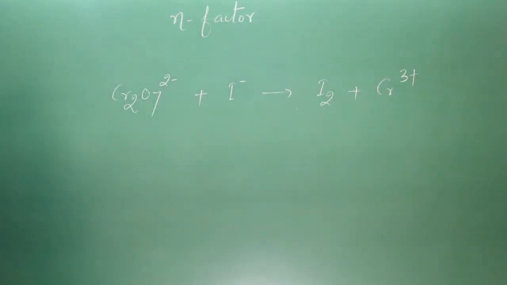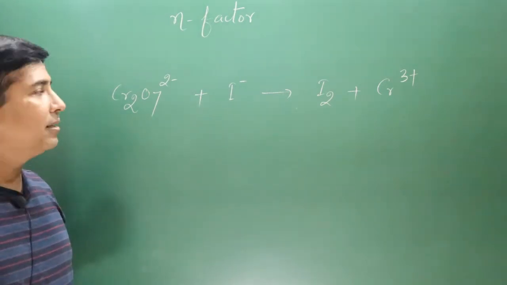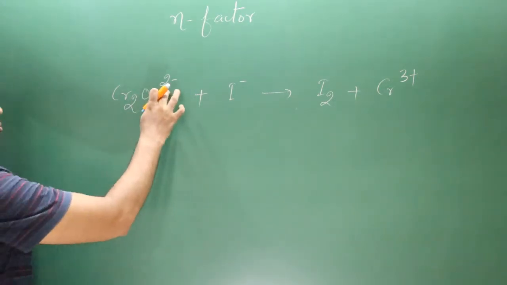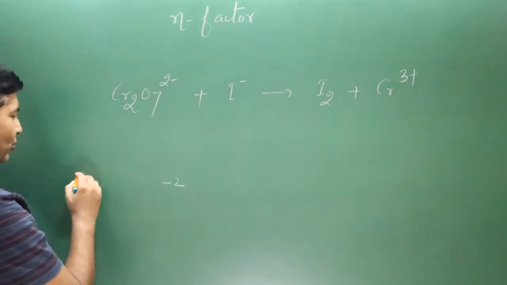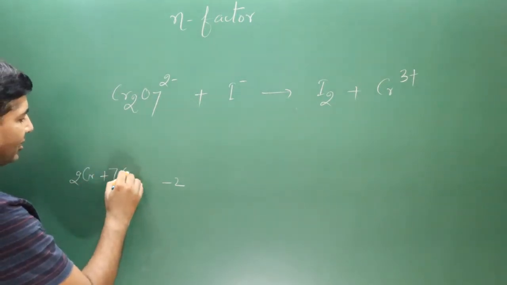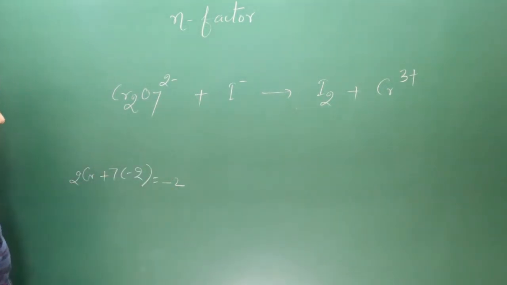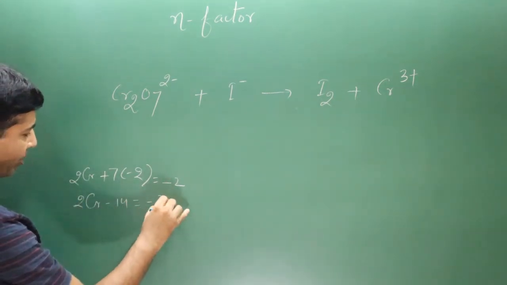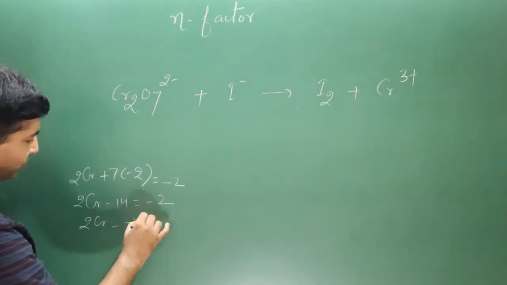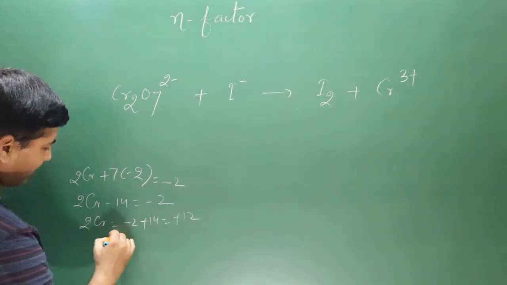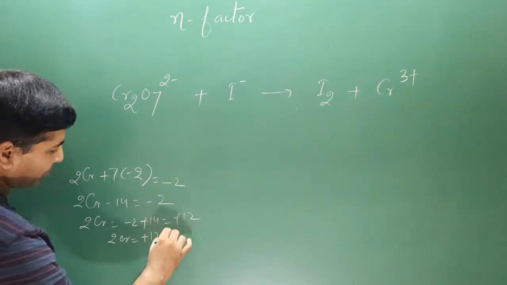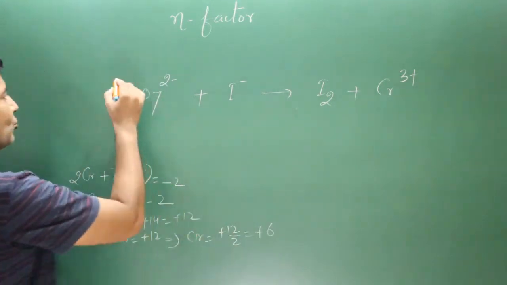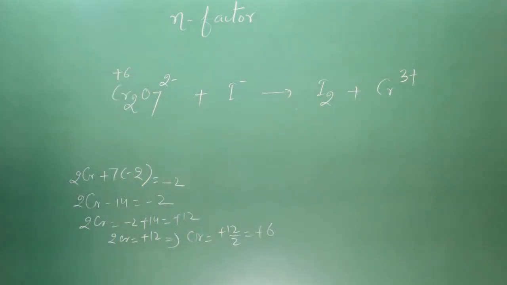Now we first find the oxidation numbers on both sides of the reaction. You can see it is polyatomic and the overall charge is -2. There are 2 Cr, chromium, and 7 oxygen. Each oxygen is -2, and the overall charge is -2. So we have 2 Cr plus 7 times -2, which is -14, equal to -2. We get 2 Cr is equal to -2 plus 14, which is +12. Then Cr is equal to +12 divided by 2, which is +6. Each chromium is present in +6 oxidation number.